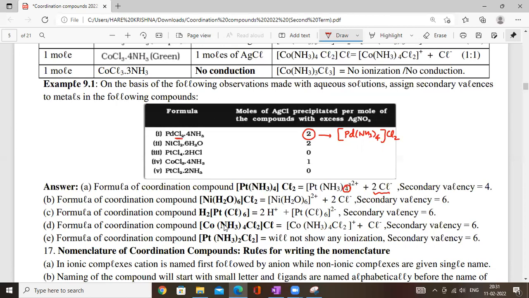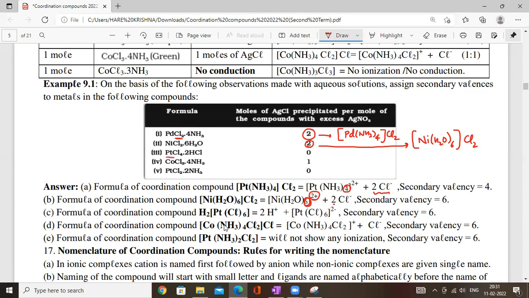Here again there are 2 chloride ions, so both the chloride ions will be outside the coordination sphere. So the formula will be [Ni(H2O)6]Cl2. And if I ionize, of course, I will get [Ni(H2O)6]2+ plus twice Cl-. There are 6 secondary valencies and of course 2 primary valencies.